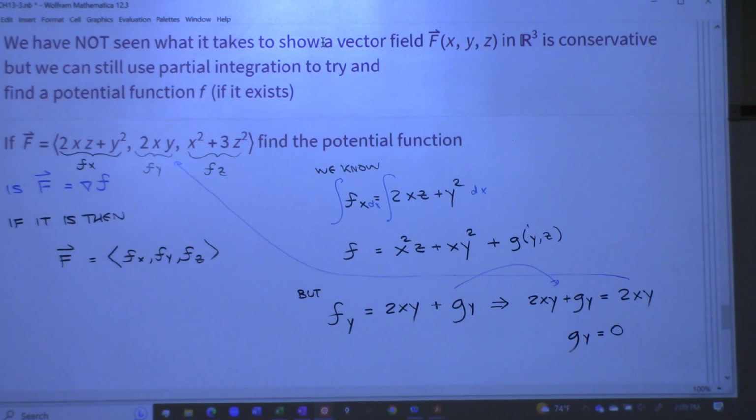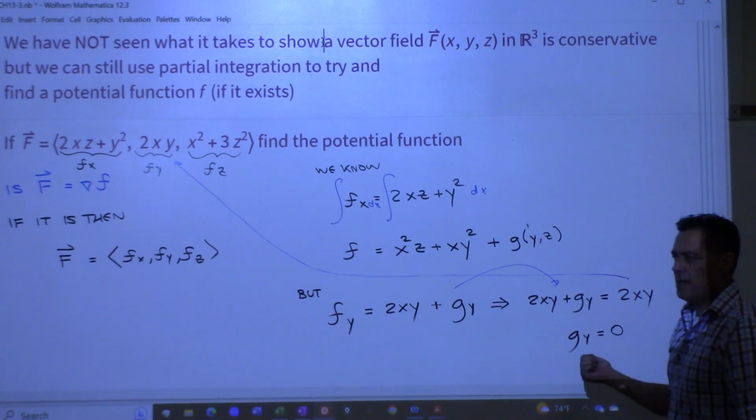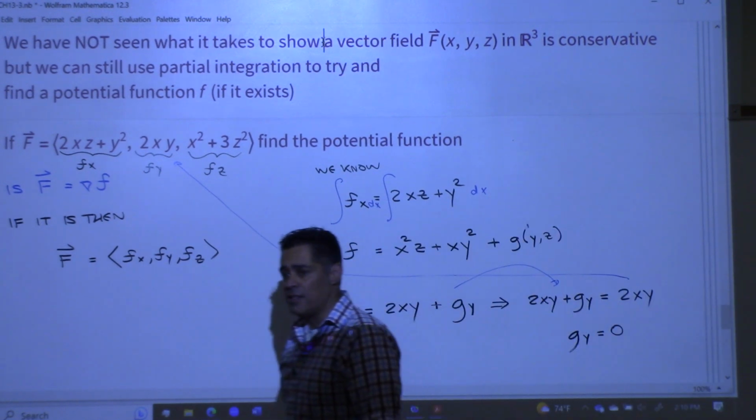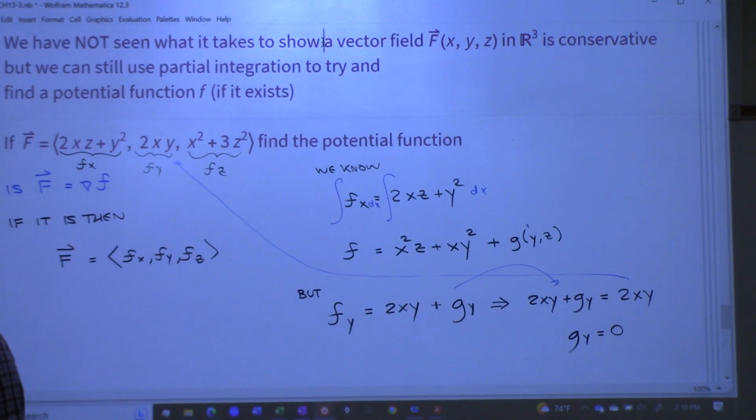This seems like the game we just played a minute ago. Didn't we have the same result? Okay, and when we integrate this, we do not get a constant this time, because g could have z's in it still, right? We know it doesn't have y's, but it could have z's still.